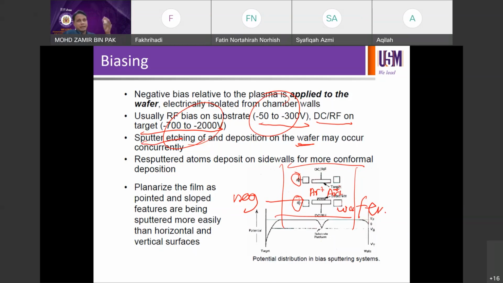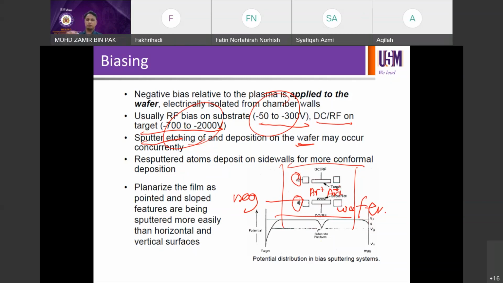Sebab kita nak deposit film on the wafer, and yet due to this biasing effect, you are also etching some materials from the wafer in order to tune the morphology or property or some other properties on the wafer. So that can be done. Okay, that can be done. So we call that as sputter etch.